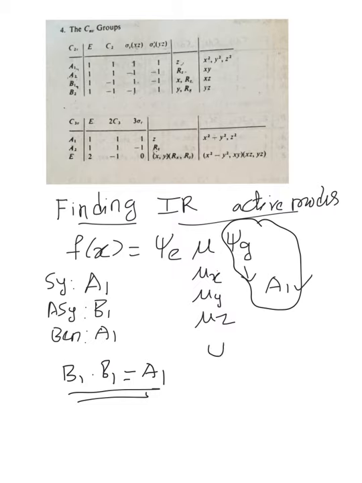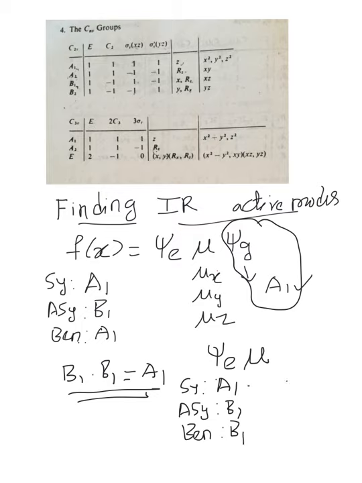So now we are interested in psi e mu. Psi e can be symmetric stretch, anti-symmetric stretch, bending. So symmetric stretch, this is A1, anti-symmetric stretch, this is B1, bending, this is A1.